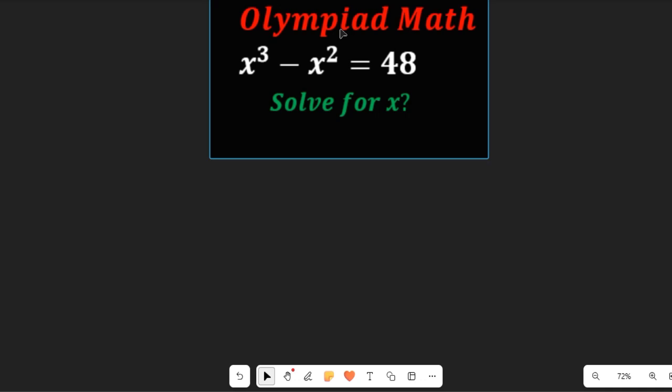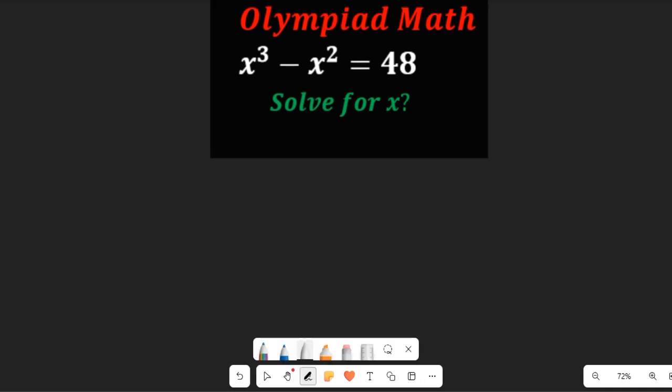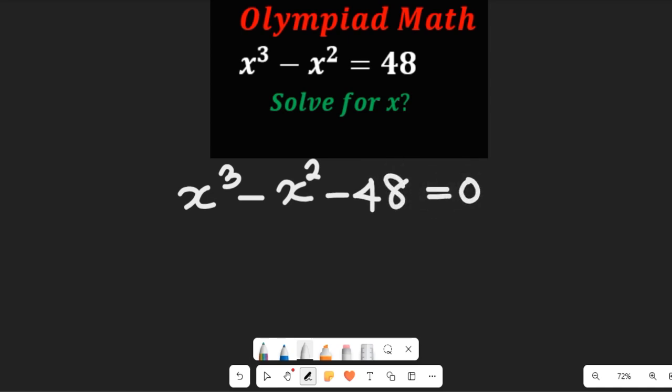Check it out. If we want to solve this, then I will have to bring 48 to the left hand side. And this expression will now give me x to the power of 3 minus x to the power of 2 minus 48, because I'll have to subtract 48 from both sides. And this side will give me 0. Great. So what do I do?